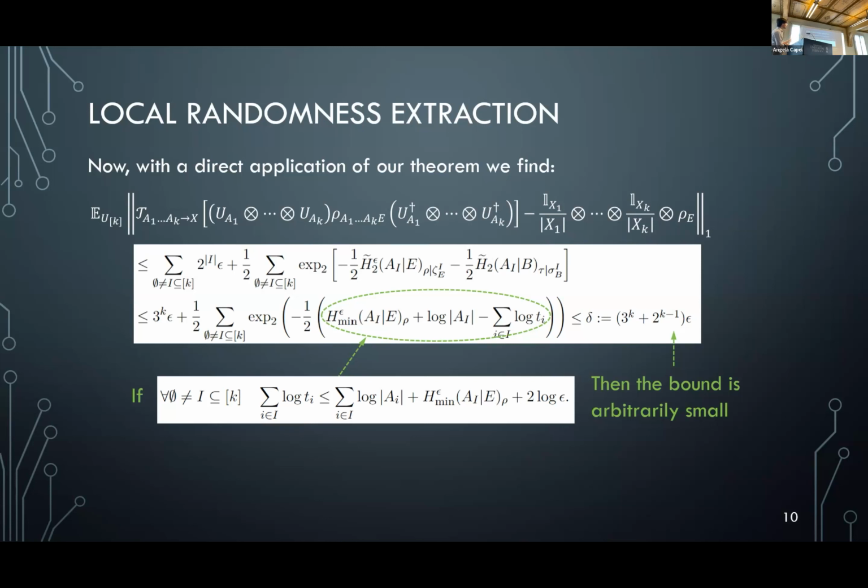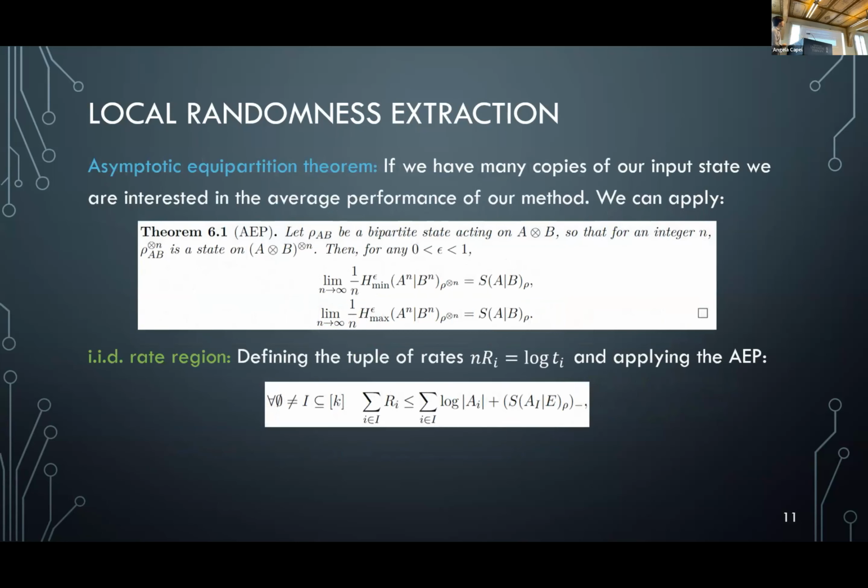Notice that this bound is trivial if this term is positive, because the logarithm of the input space is always bigger than the logarithm of the output space. But as this term could be small, we might as well substitute it for the negative part of this term. So these are now the one-shot achievable codes for local randomness extraction. Now, just by direct application of the asymptotic equipartition theorem, we can change this smooth min-entropy into the von Neumann conditional entropy, the negative part again, and we find the asymptotic IID rate for many copies of our input state. So these are the results for local randomness extraction.